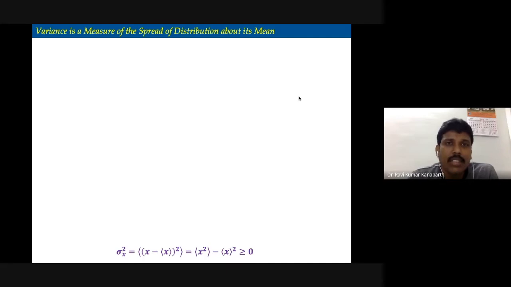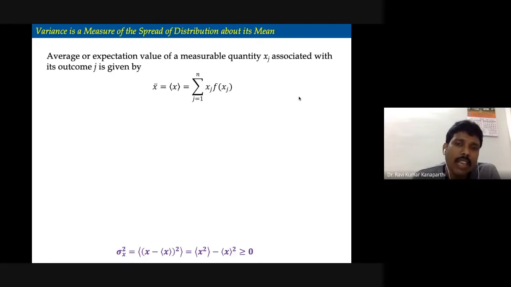I hope that you know what variance is. Variance is a measure of spread of a distribution about its mean, or the average. Now, how is the average calculated? If you have measured a quantity n number of times, how to evaluate the average, we know very well.